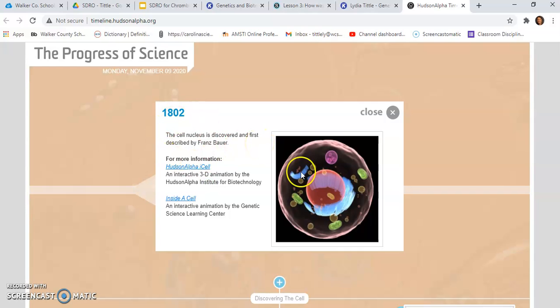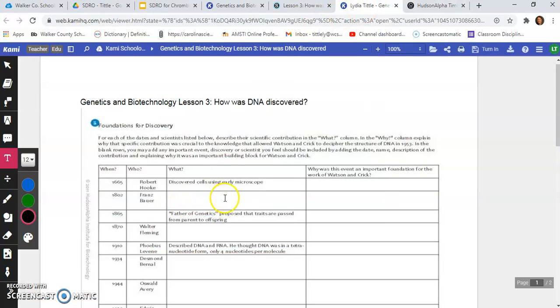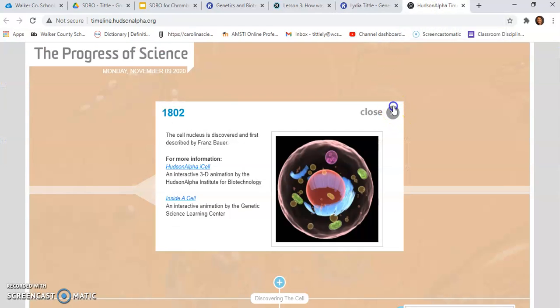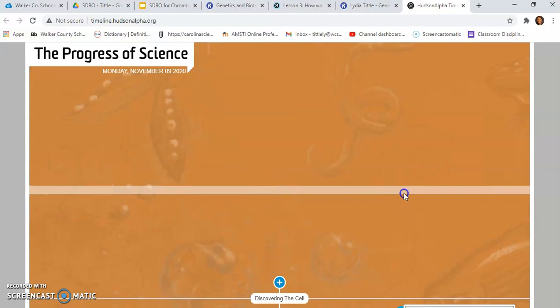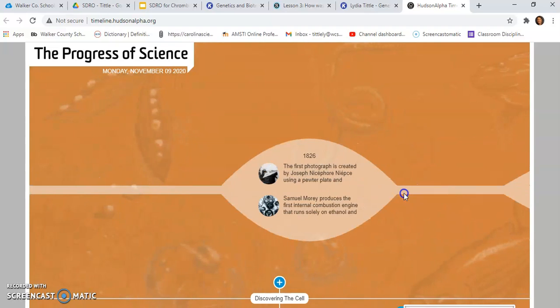So when I click on that, it tells me that he discovered the nucleus. And why is this important? This is important because DNA is stored in the nucleus of the cell. And so I would go back to my sheet, I would tell what he discovered, why was this important, and then I would move on to 1865. 1865, we're going to find out who was the father of genetics. I'm going to do this part with you, and then I will let you continue the rest on your own instead of including it in the video.